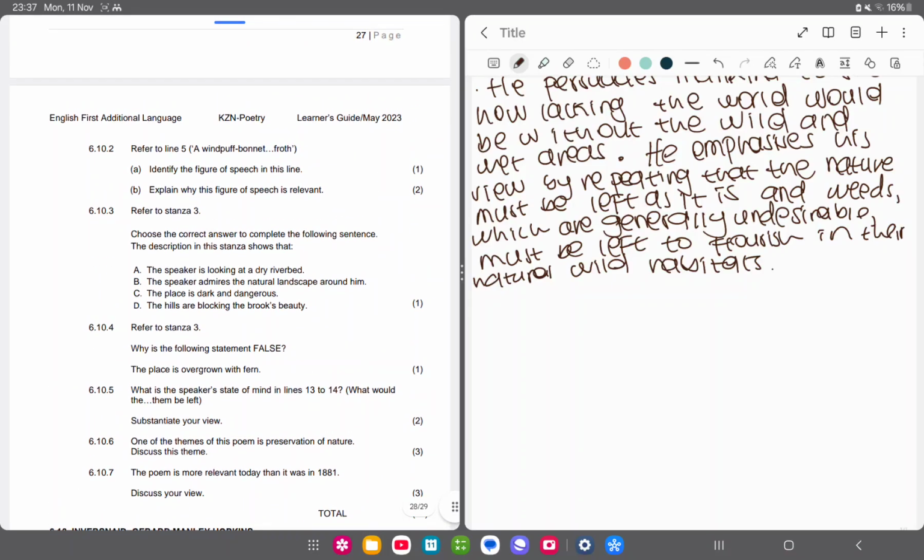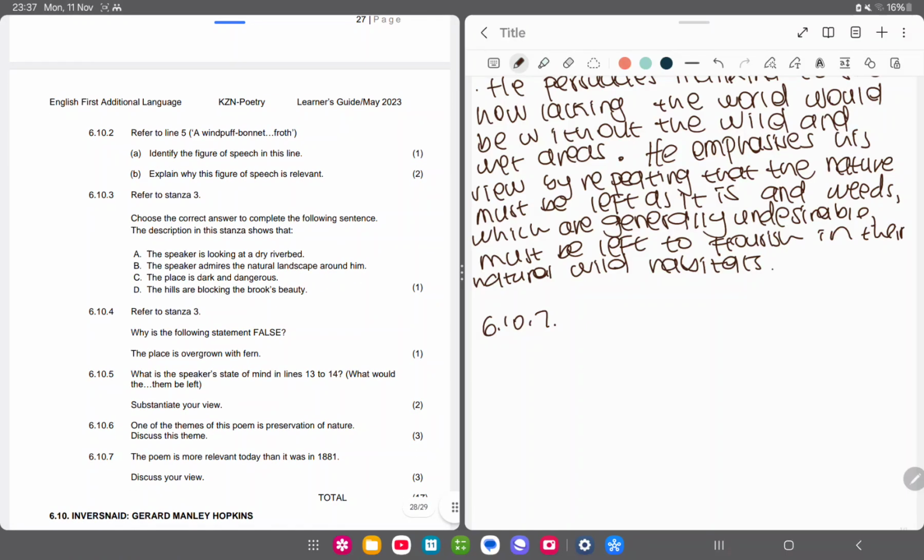6.10.7. It says the poem is more relevant today than it was in 1881, and it says discuss your view. Now when a question says discuss, it wants you to give a stance, whether you agree or you disagree. If you agree, you have to state that yes, and if you do not agree, you have to state no. So let us start with yes. This will be 6.10.7. Now let's start with yes.